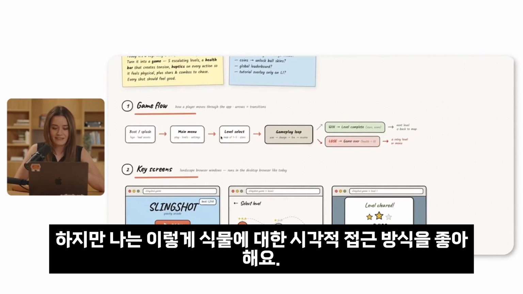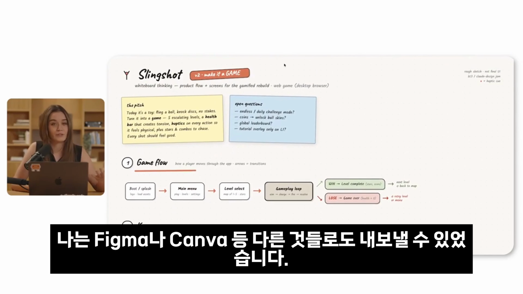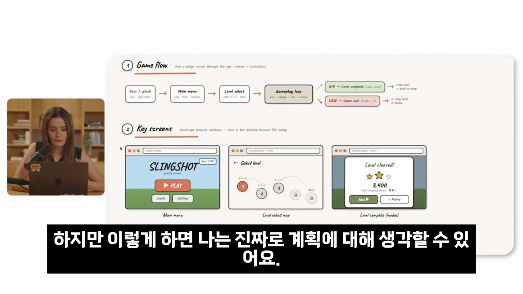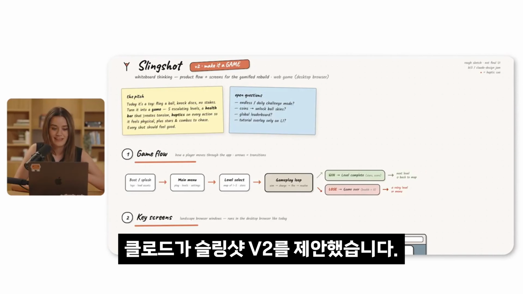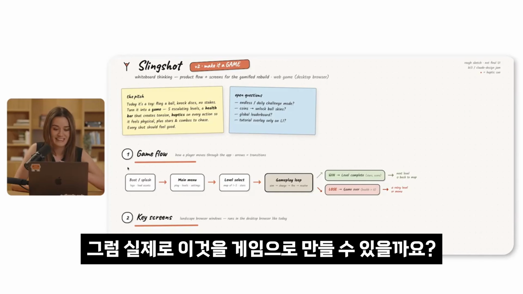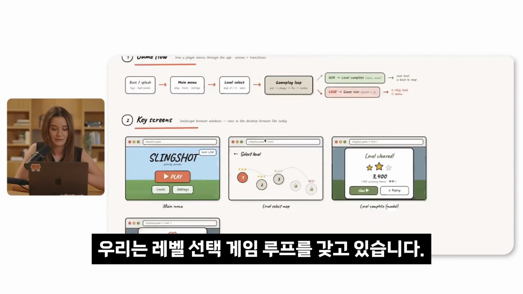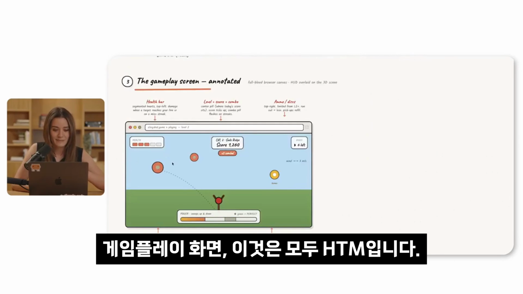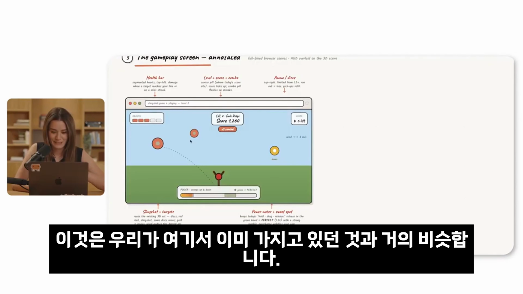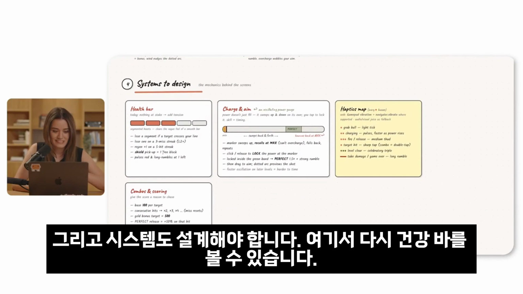But I really like having this visual approach for a plan. This is just HTML at this point. I could have also exported it to Figma or Canva or anything else. But this allows me to really think about the plan and the changes I want to make. So for example, here Claude came up with this Slingshot V2. So how can we actually make it into a game? We have the game flow with a main menu. We have a level select, gameplay loop, all of this. Some more visuals that we want to add here. The gameplay screen, and this is all HTML. So this is pretty much already what we had here, but we have some health bars and also some systems to design.